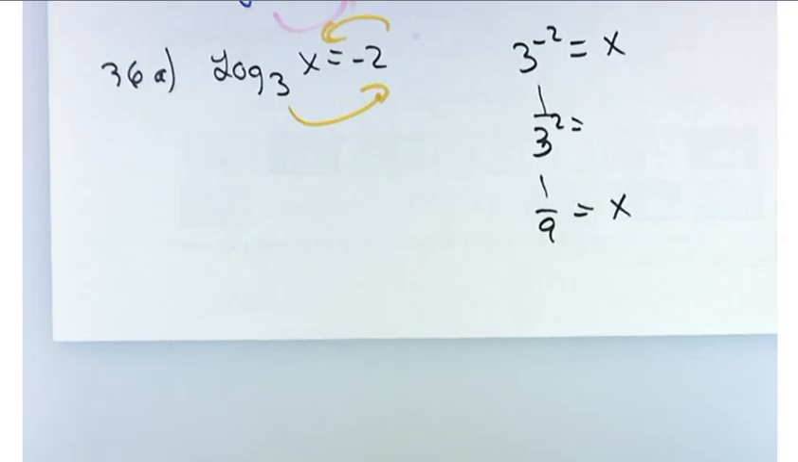Let's try another one. And let's move to problem number 38. 38's a good one. We'll slow things down a little bit because we're going to start working with the natural log. So let's see what we got going there. ln of x equals -1.